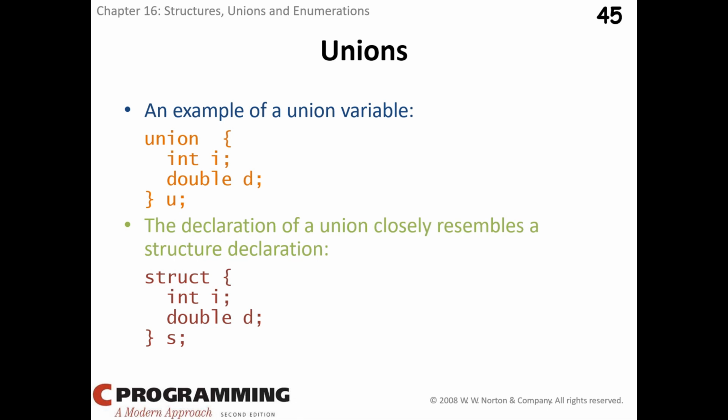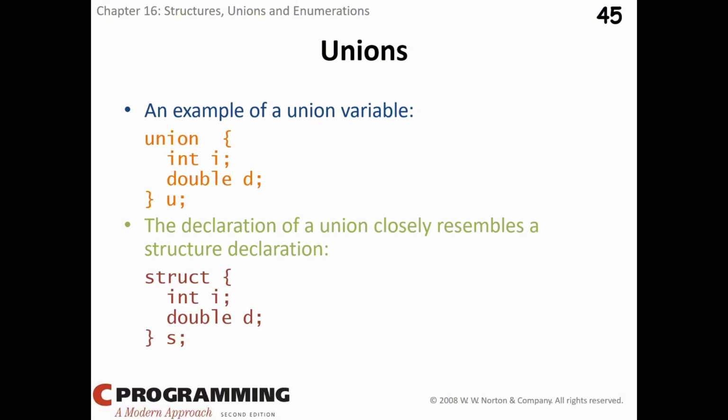And here we have an example. We declare a union named u, and inside this union we have two members, i, which is an integer, and d, which is a double. Now let's compare this to a structure declaration that we have here at the bottom of the slide. We have a structure named s with the same members i and d.